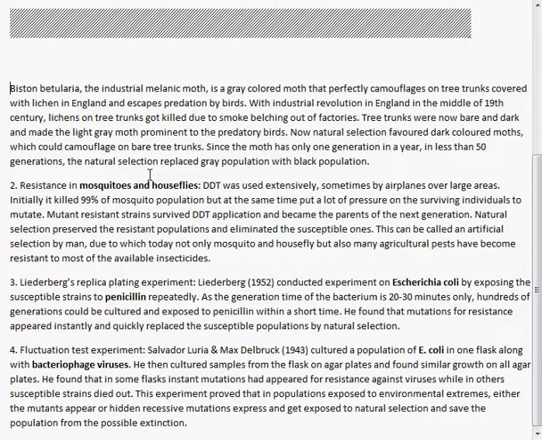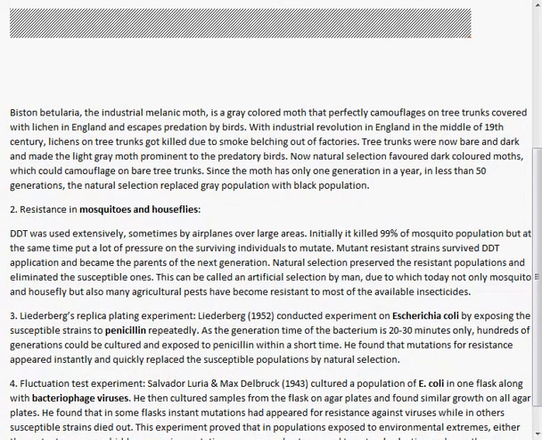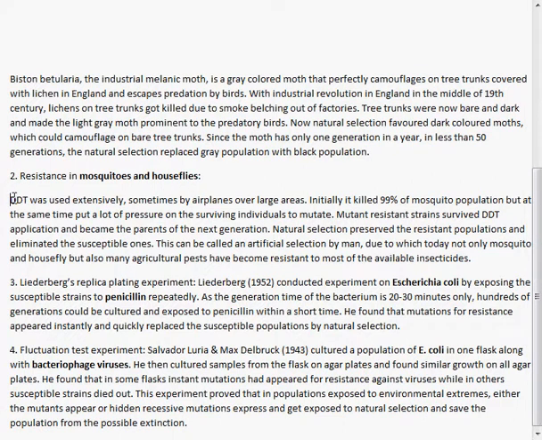Now the second example is the mosquitoes, right? They say that DDT was used extensively, sometimes by airplanes. You may need an explanation here, a very nice explanation. First let us read. This DDT is some insecticide, right, to kill mosquitoes and houseflies. So it was used extensively by airplanes over large areas.